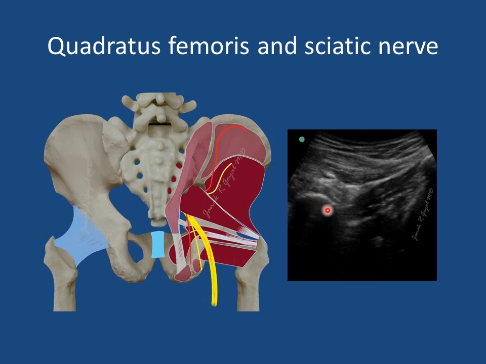Here is your ischial tuberosity and here is your quadratus femoris going towards the attachment to the greater trochanter at the quadrilateral, and here is your sciatic nerve sitting superficial to the quadratus femoris.